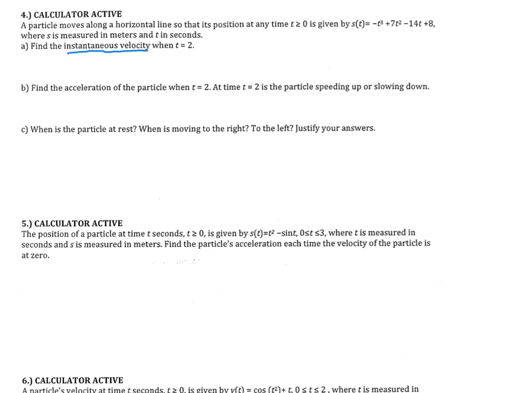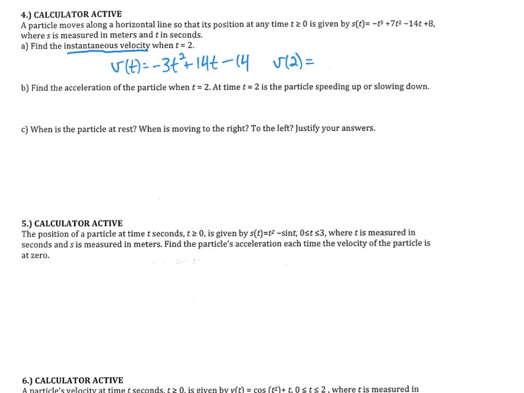So what we should start by doing is finding the velocity function, which is the derivative of position. So we've got negative 3t squared plus 14t minus 14. And then what we're going to do is just plug in 2 for the time and see what the velocity at time 2 is.